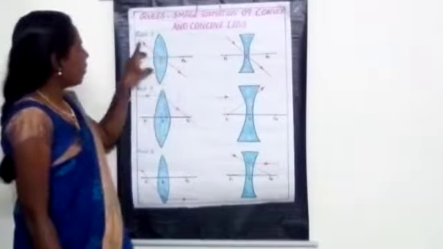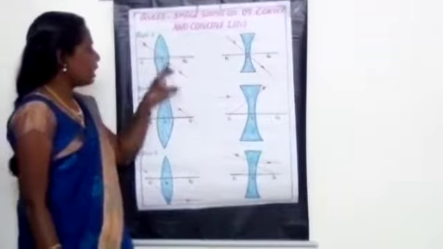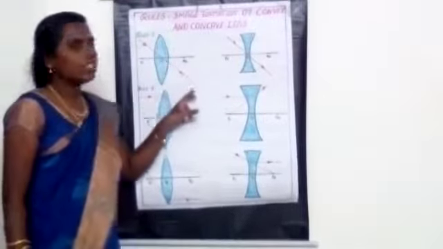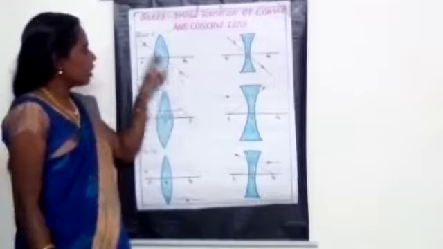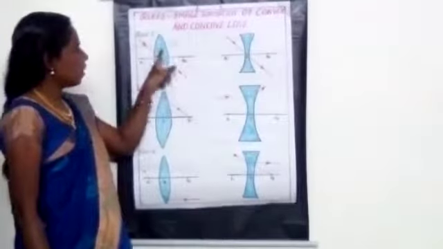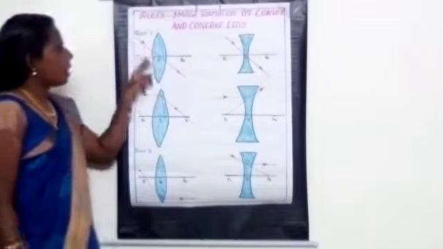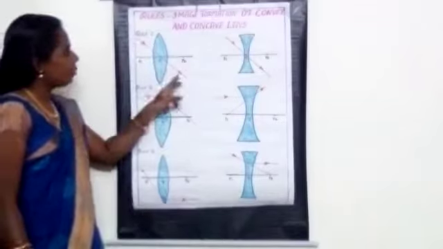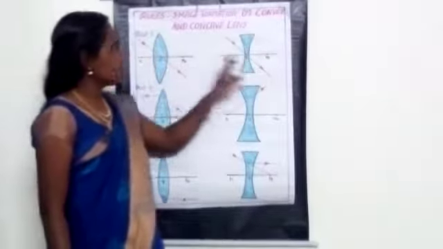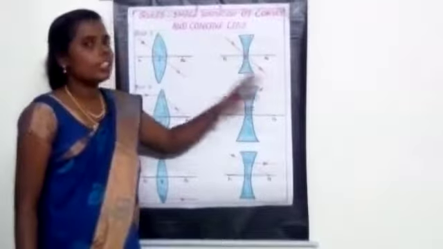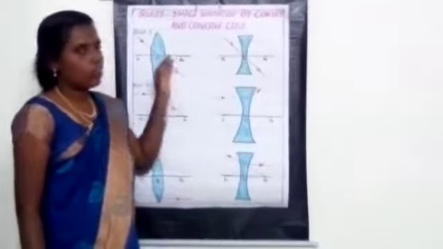When the ray of light passes through the optic center, without any deviation, it will continue along the same path. So this is the first rule. Here, this is the convex lens and this is the concave lens. When the light rays pass through the optic center in the convex lens as well as in the concave lens, without any deviation, they go along the same path. This is the first rule.